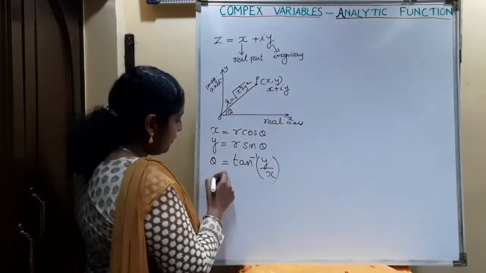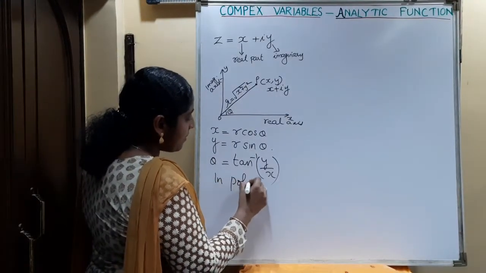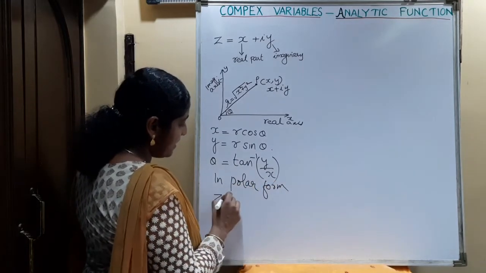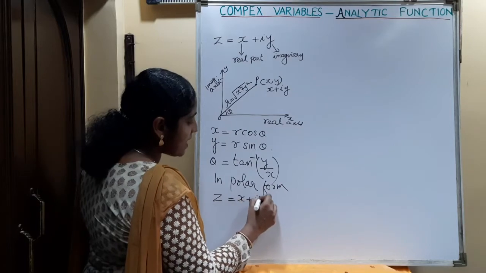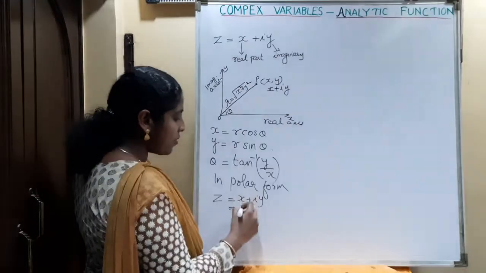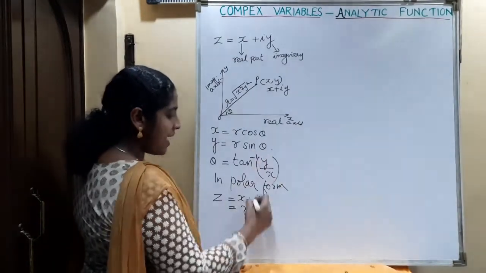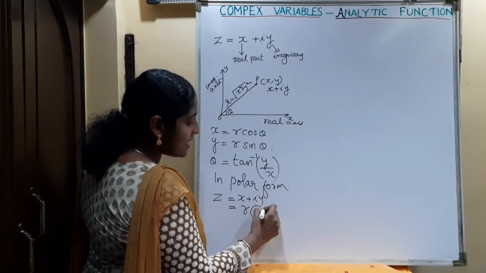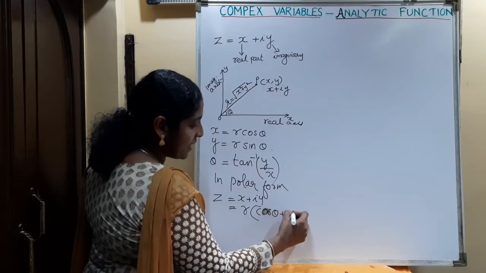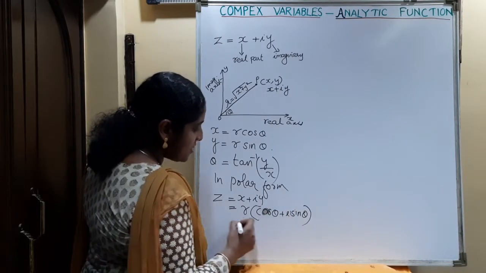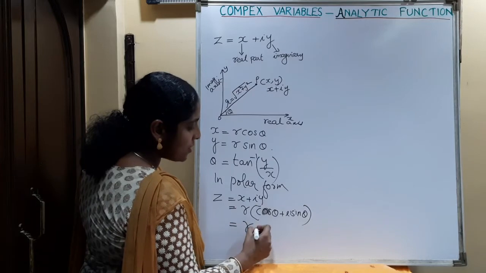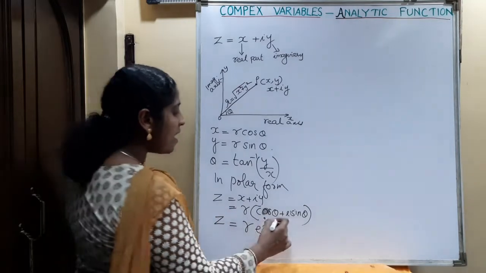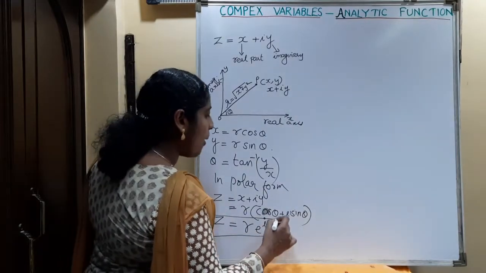And if we express a complex number in polar form, how can we represent z equal to x plus iy? x equal to r cos theta and y equal to r sin theta. That means r into (cos theta plus i sin theta). So this is equal to r e raised to i theta, since cos theta plus i sin theta is e raised to i theta. So this is the polar form of a complex number.